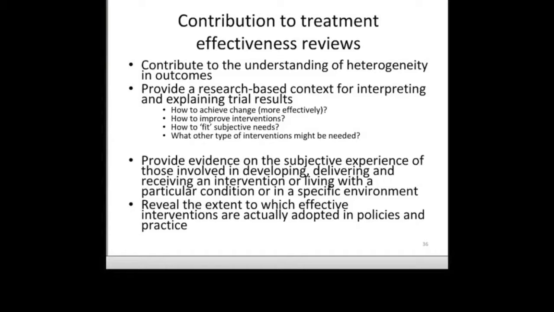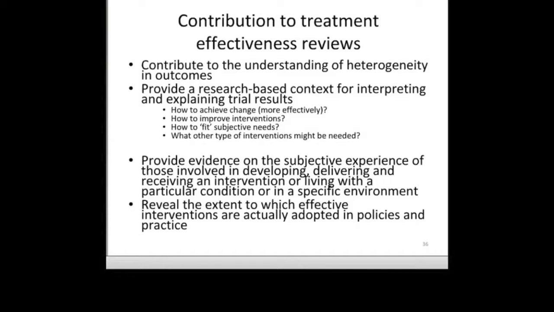If we take up a set of different questions, such as how to achieve change more effectively, how to improve our interventions, how to fit the subjective needs of our target group, or even the ones who are in charge of delivering a program. What other type of interventions might be needed to make it more successful? I think that overall would increase a lot of the quality of the interventions we are engaged with.